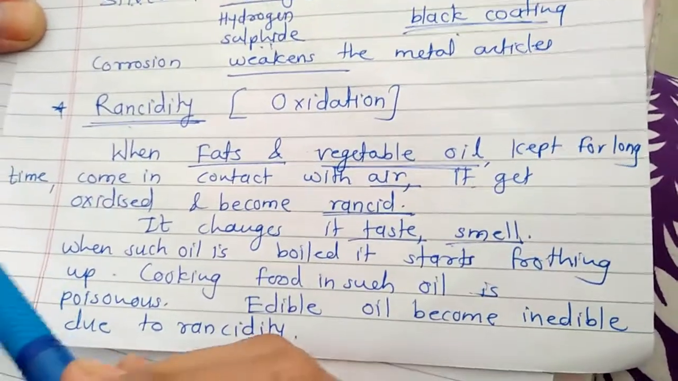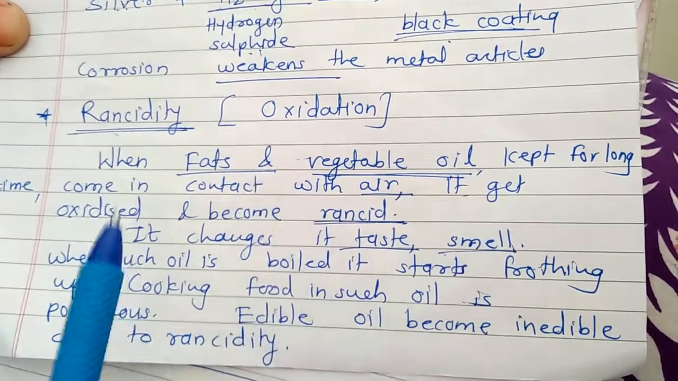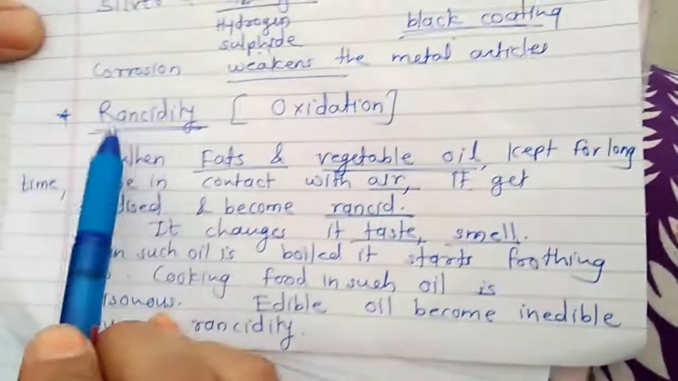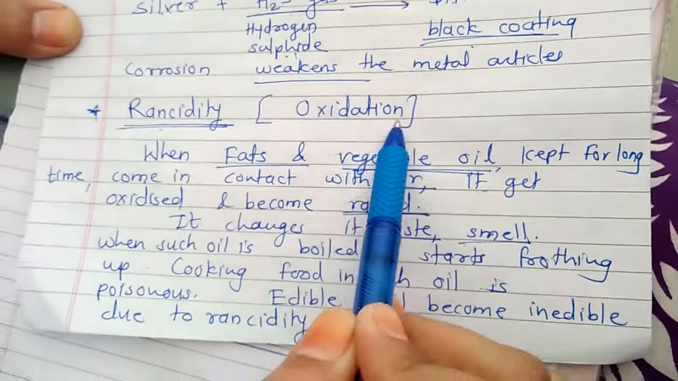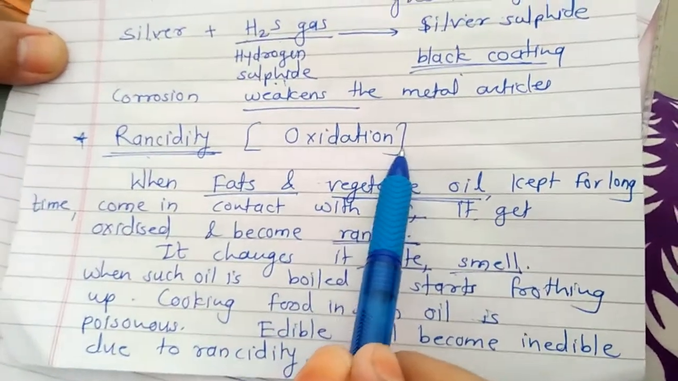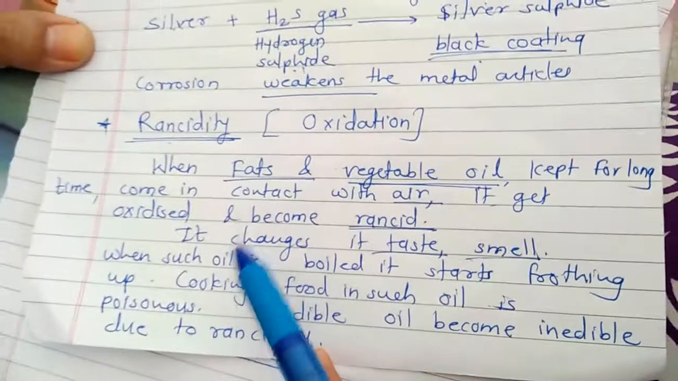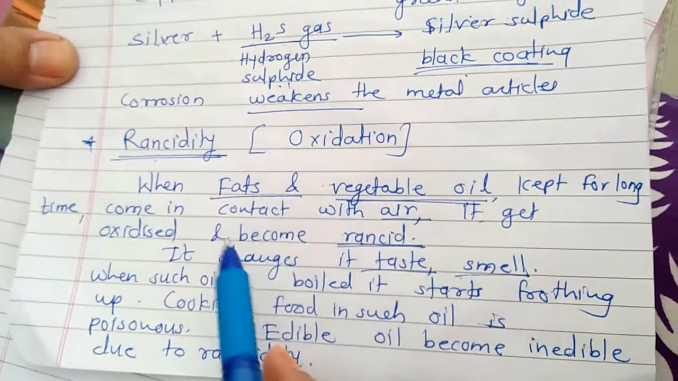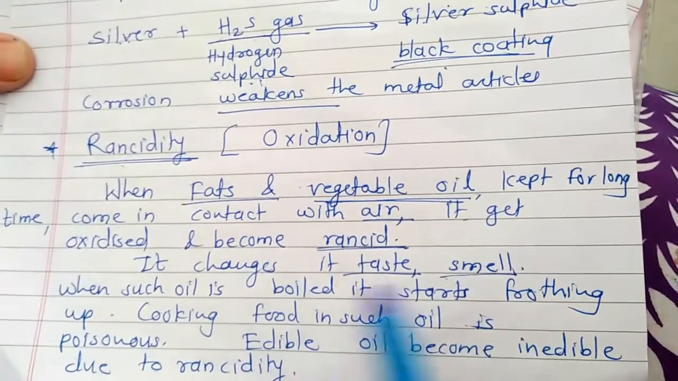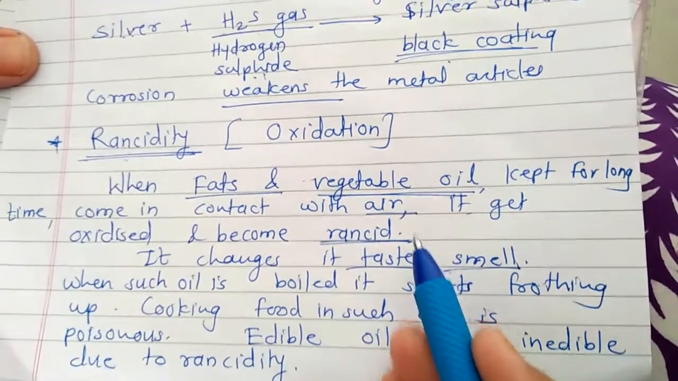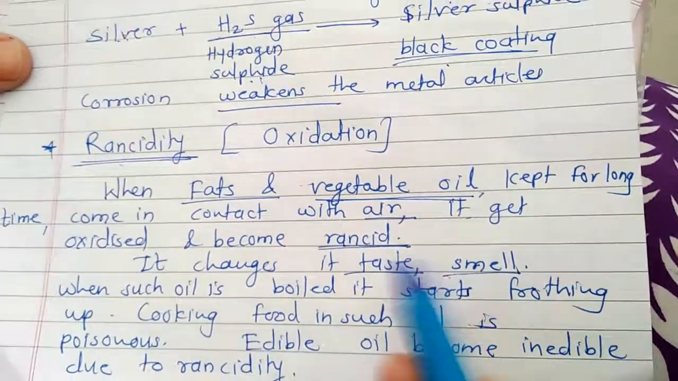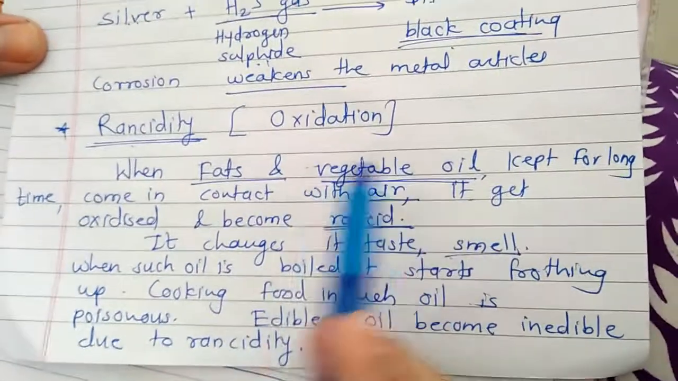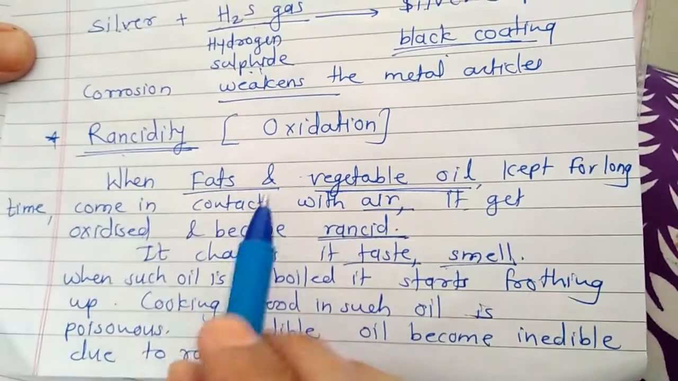So the process in which edible oil gets converted into inedible oil is called rancidity. It happens due to contact with oxygen. Slowly oxidation takes place and edible oil becomes inedible. That process is called rancidity. If we boil such an oil, it starts frothing up. If milk is kept for a long time, due to some microorganism it starts frothing up. Similarly, oil also starts frothing up when it is boiled. So cooking food in such oil is poisonous.